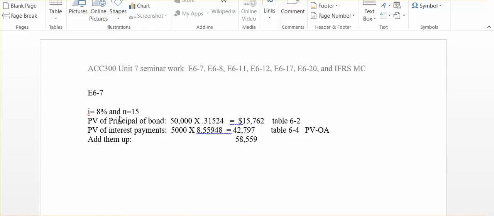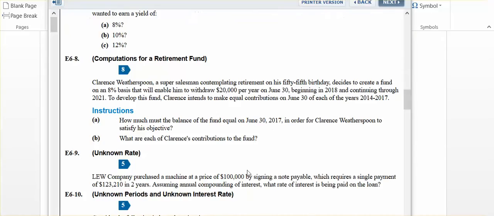If we want to do the 12%, the same thing. So I'm not going to do each of those for you. I'll do one, and then I'll let you figure out the others. It should be pretty straightforward now that you know that. Now let's go ahead and look at exercise 6-8.